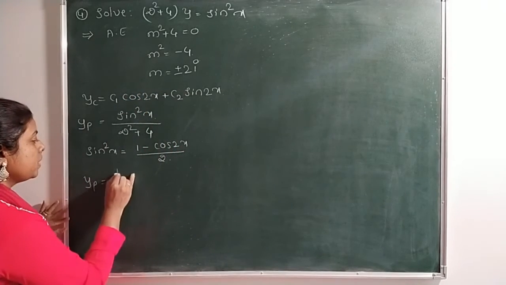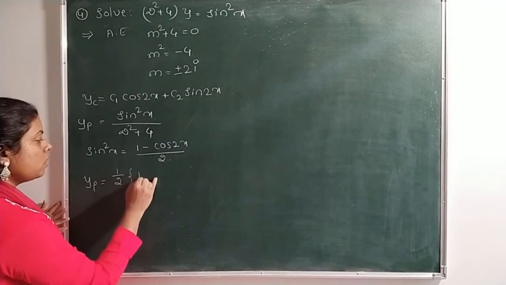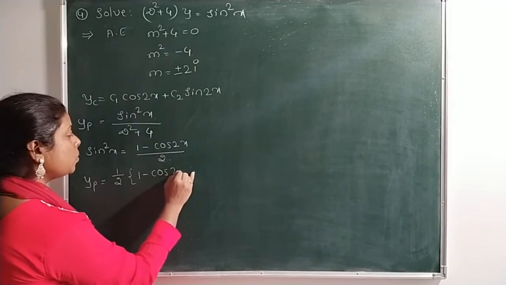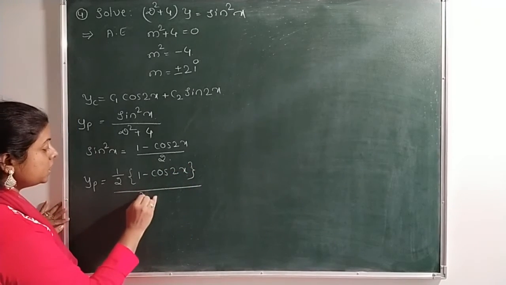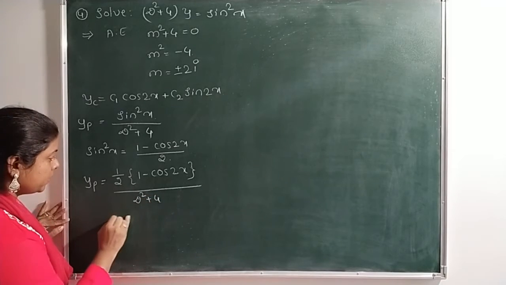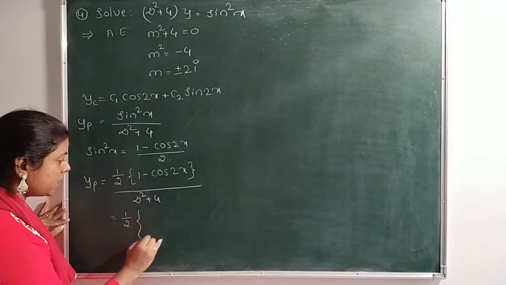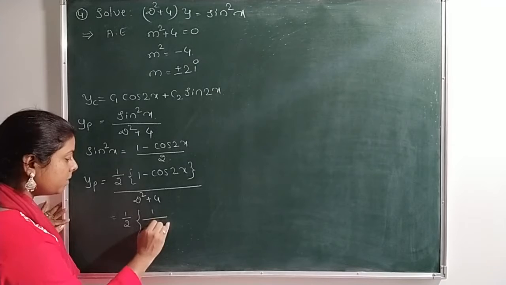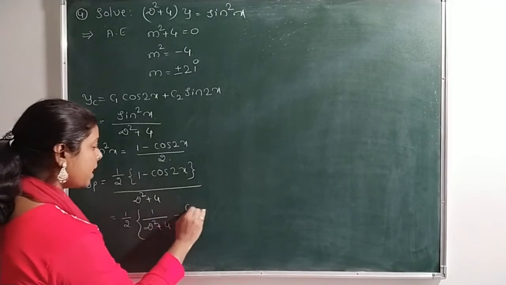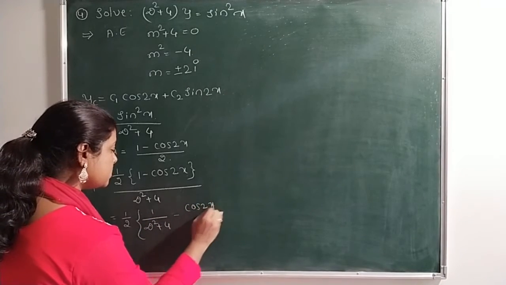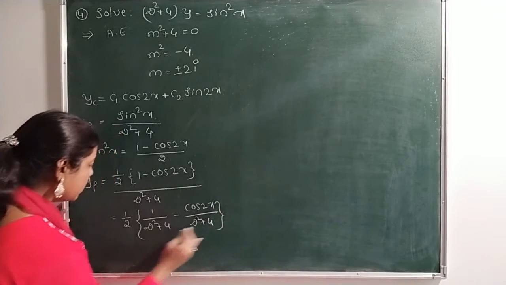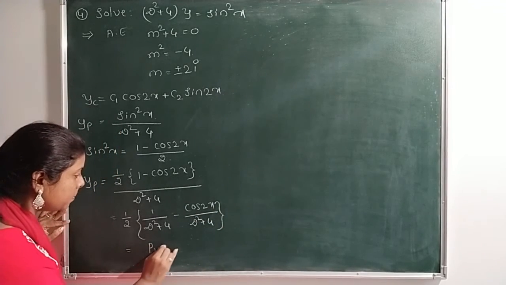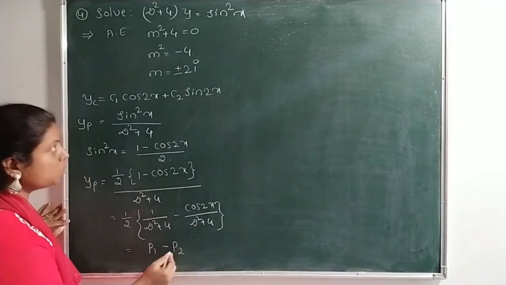That's why, 1 by 2, 1 minus cos 2x divided by D square plus 4. The 1 by 2 we can take outside: 1 divided by D square plus 4 minus cos 2x divided by D square plus 4. Now this we can write as P1 minus P2 term.